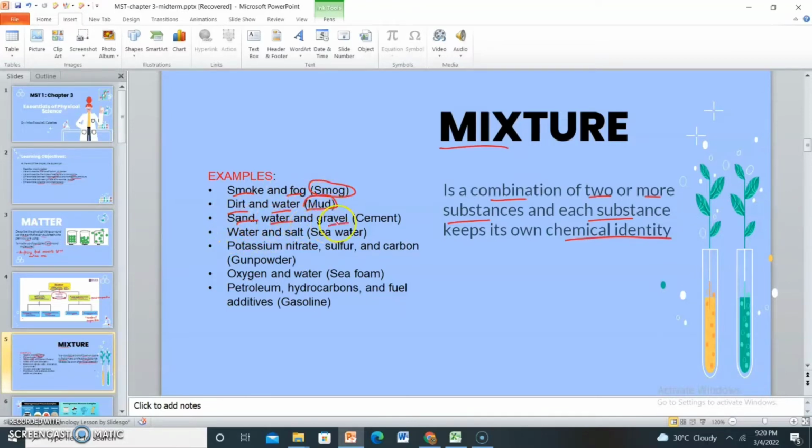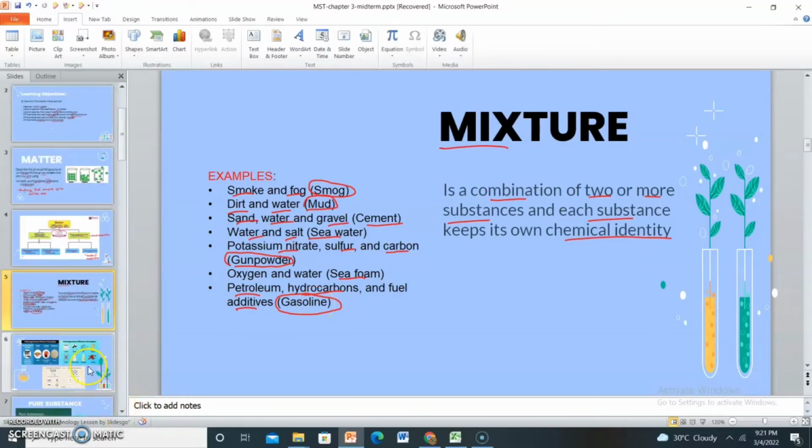Combination of sand, water, and gravel, that is cement. Water and salt, that is seawater. Potassium nitrate, sulfur, and carbon, pag nag-mix siya, that is gunpowder. Oxygen and water, that is sea foam. Pag nag-mix ang petroleum, hydrocarbons, and fuel additives, that is gasoline. So those are examples of mixture.